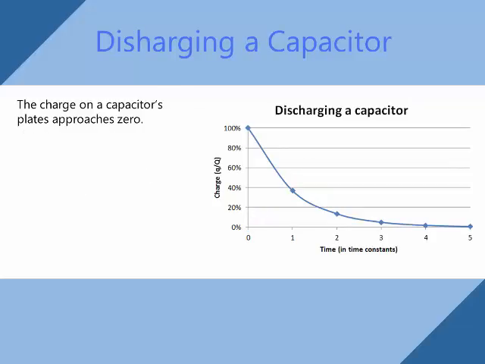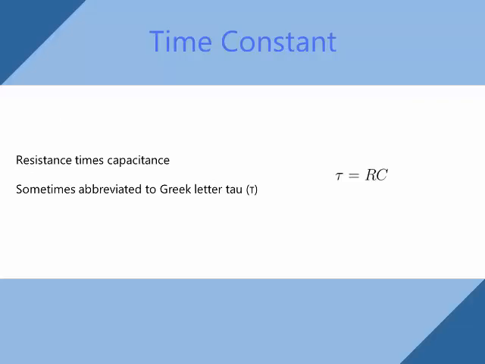When discharging a capacitor, the voltage across the plates approaches zero with time. Here we use this equation, where again, big Q is the maximum charge and little q is the instantaneous charge at time t. These equations have a term RC, which is the resistance times the capacitance. We call this the time constant, and sometimes abbreviate it to the Greek letter tau.